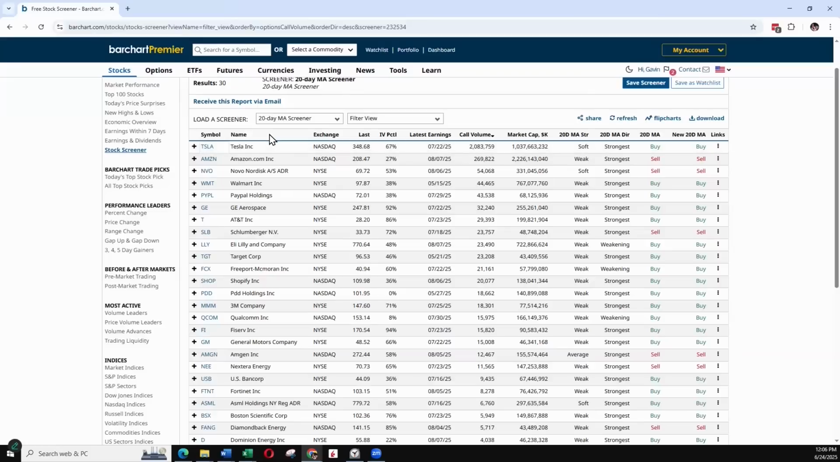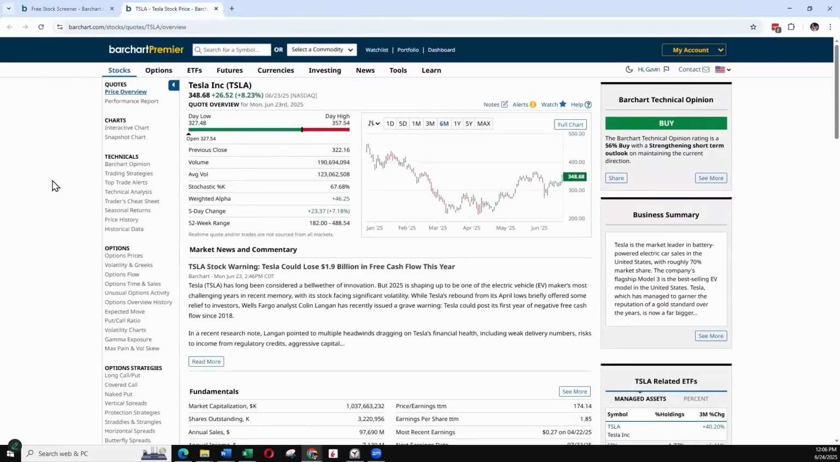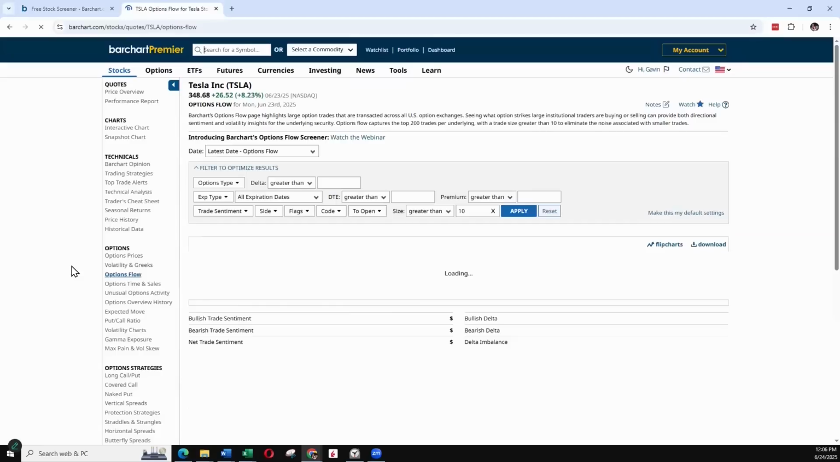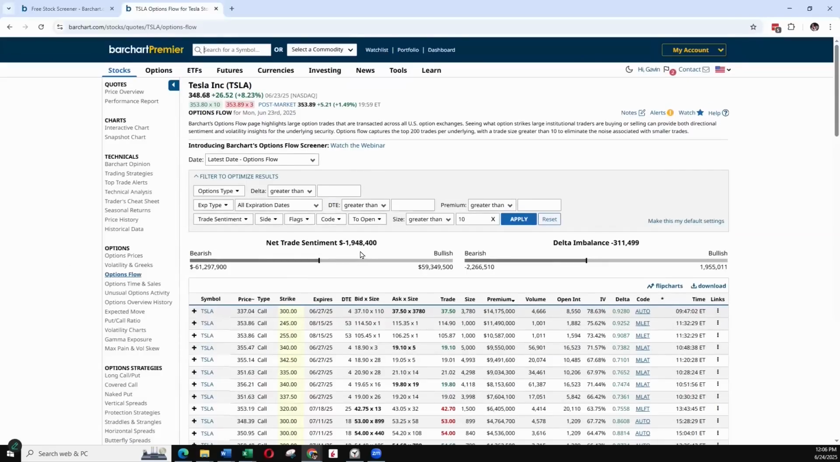The next thing I want to do is check a few things on the particular stock. So we'll start with Tesla. I'll open this in a new tab. And we were getting a buy signal. And the first thing I want to do is see if that's being confirmed by the options flow, which in this case, even though we got the buy signal today, we're seeing negative trade sentiment and also negative delta imbalance. So doesn't necessarily mean I won't trade Tesla from the bullish side, but I'd probably prefer to find something that has positive flow as well.